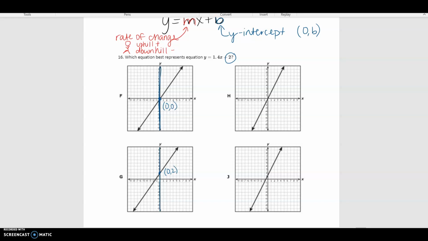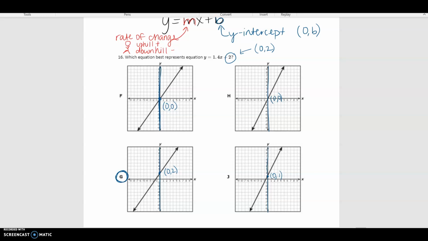I'm going to go and do this one. 0, 0. And this one here. 0, 1. Okay, so I'm looking for a y-intercept of 2, so 0, 2, which means, wow, that's all I had to do for this one.